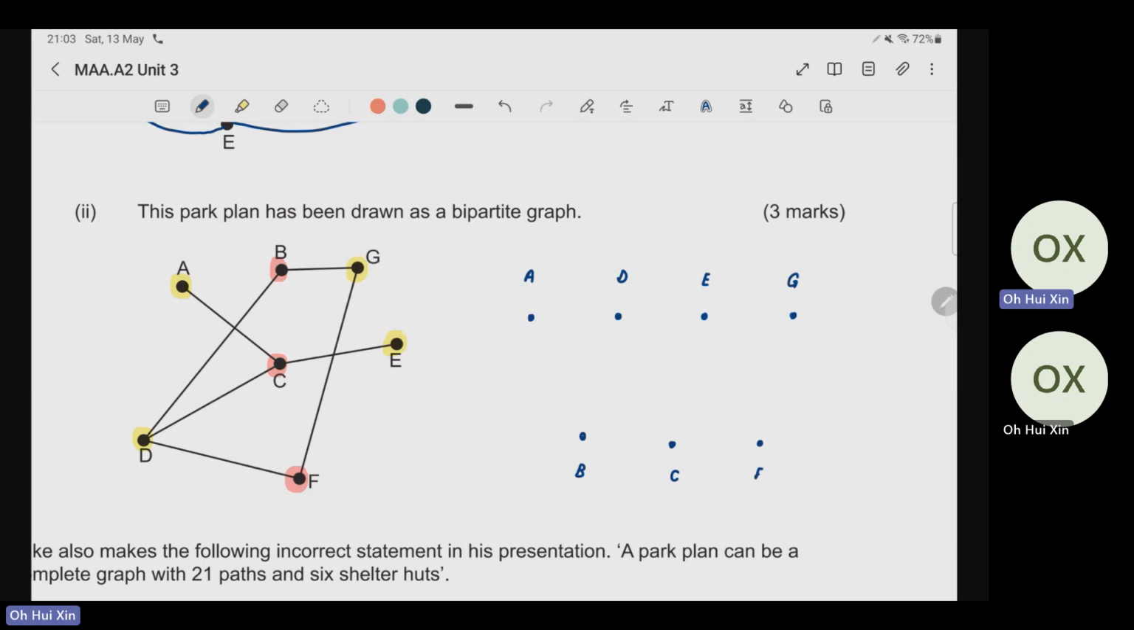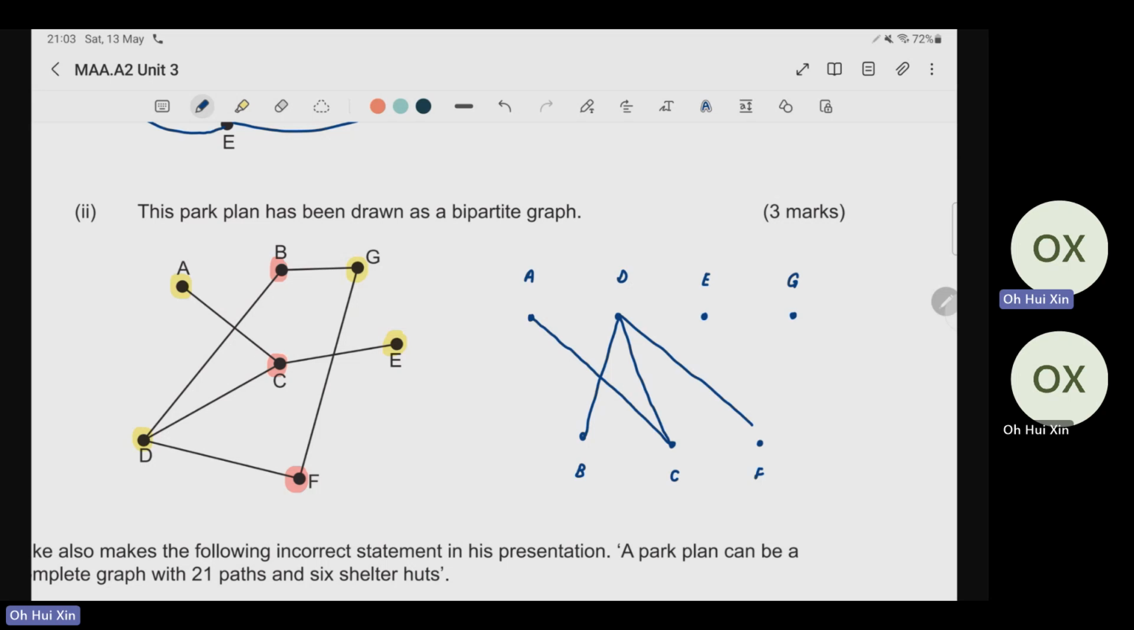All right, A is adjacent to C, so same thing, use a ruler, then draw A to C. Now we can look at D. D is adjacent to B, C, and F, so connect to all of B, C, and also F.